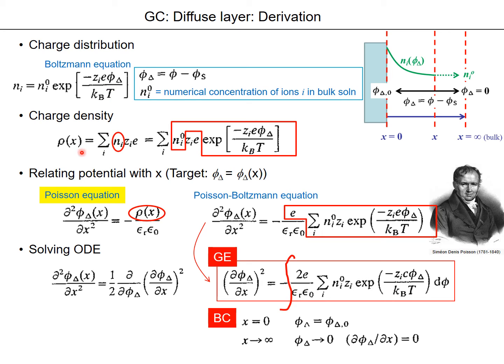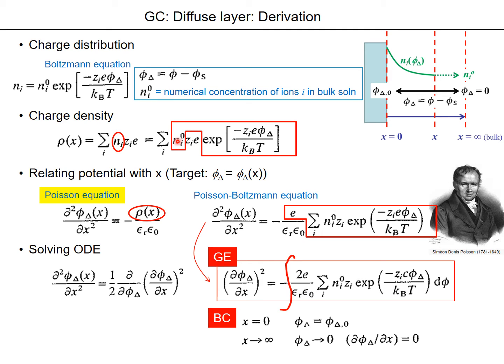Then rho(x), the charge density as a function of x, is equal to the summation over all species of the product of the numerical concentration of species i with the corresponding number of charge and point charge. So Ni comes from the Boltzmann equation, so the charge density can be described by the Boltzmann equation with some summation.